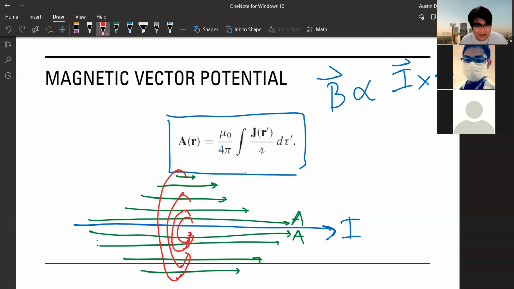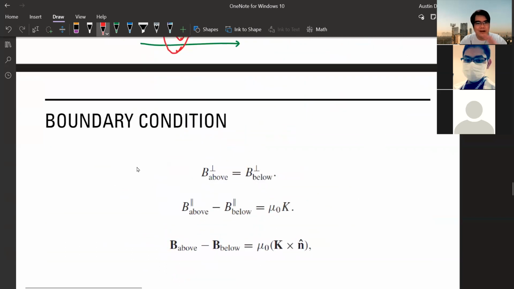Ganun ko siya ina-imagine, no? You can always have your way in imagining things. Alright, that is your magnetic vector potential. Now, wala pa tayo example. Gawin natin sa Tuesday para fresh, para ready for exam. Okay?